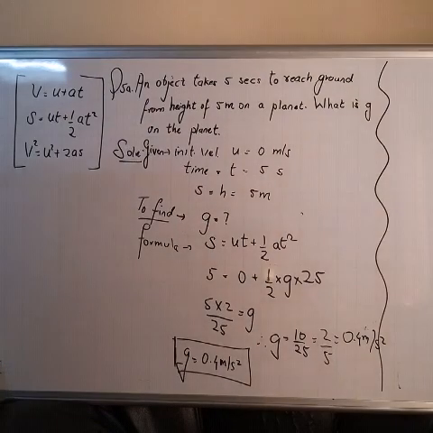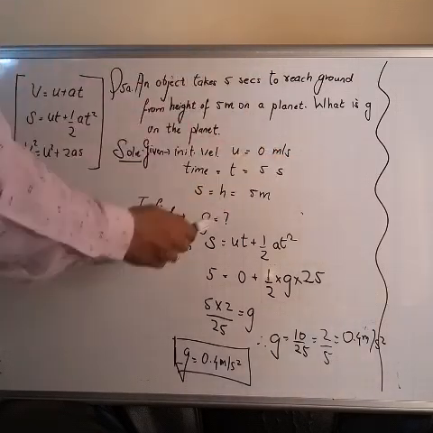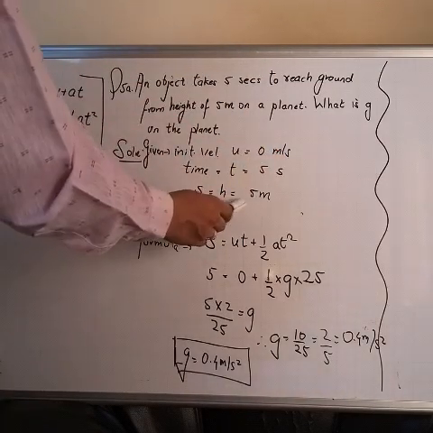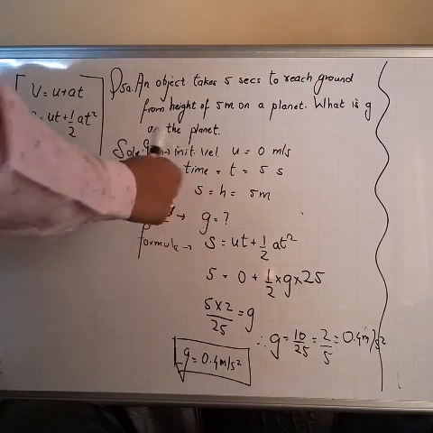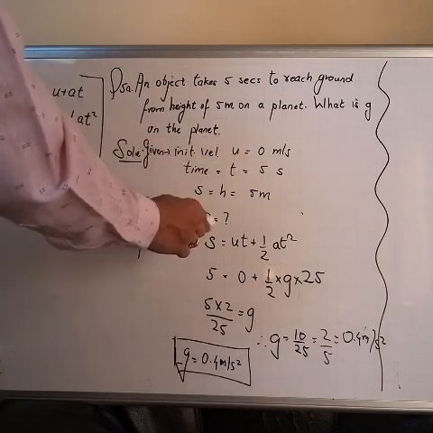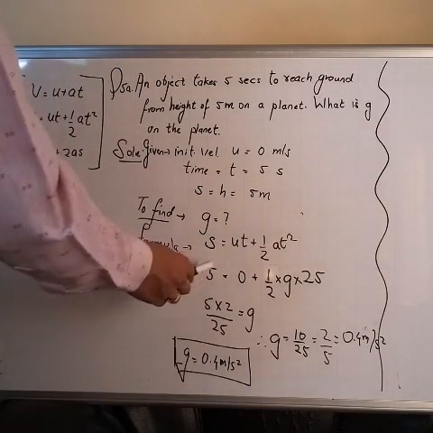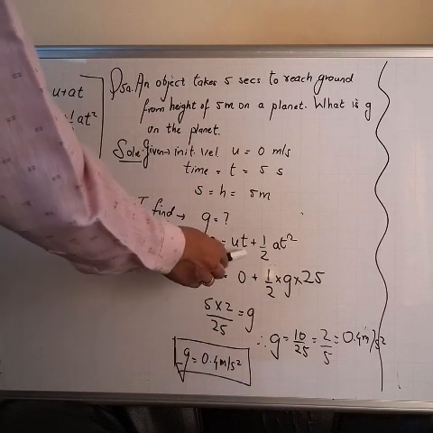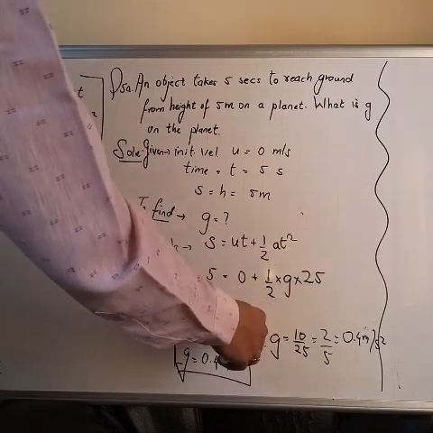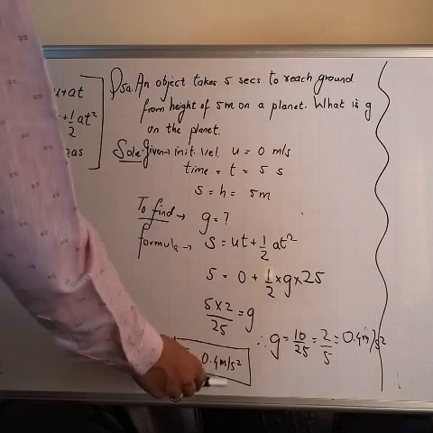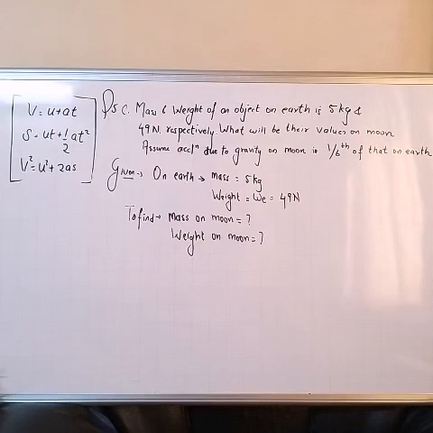I repeat, u was 0 meter per second because the object is released from a height. u is 0, time t is 5 seconds, displacement was 5 meter, and what you have to find was g. Now the equation in which all these terms s, t, u and a are present is this: s equal to ut plus half at square. In this, s is taken as 5, u is 0, half g into t square is 25. On substituting the values and cross multiplying, what we get is g equal to 0.4 meter per second square. Let's move on to the next numerical.